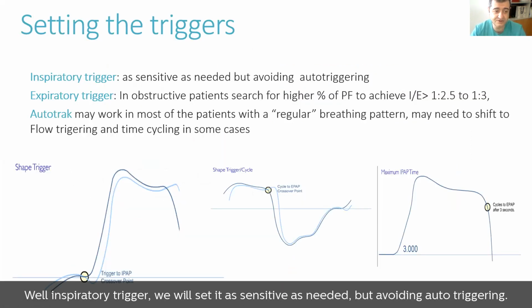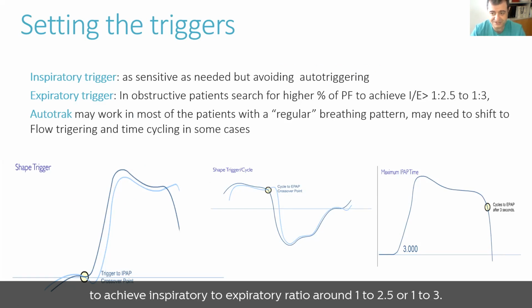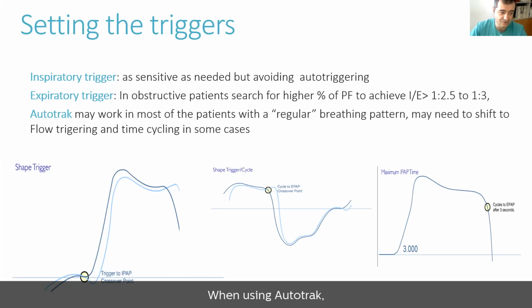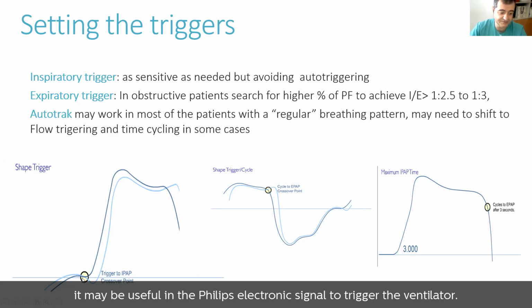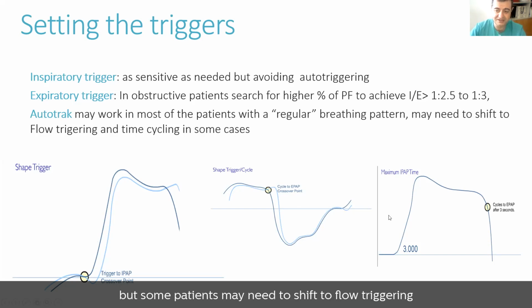How to set the triggers? Well, the inspiratory trigger we will set as sensitive as needed, but avoiding auto-triggering. And the expiratory trigger we will set at a higher percentage of peak flow to achieve an inspiratory to expiratory ratio around 1 to 2.5 or 1 to 2.3. When using AutoTrak, it may be useful in the Philips to use the electronic signal to trigger the ventilator. It may be useful in most patients with a regular breathing pattern, but some patients may need to shift to flow triggering or even time cycling in some cases.